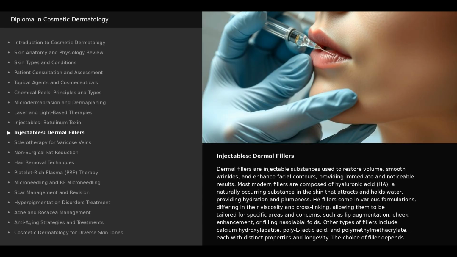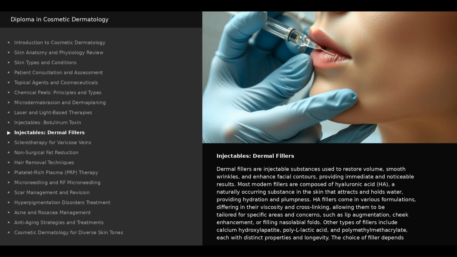Injectables. Dermal fillers. Dermal fillers are injectable substances used to restore volume, smooth wrinkles, and enhance facial contours, providing immediate and noticeable results. Most modern fillers are composed of hyaluronic acid, HA, a naturally occurring substance in the skin that attracts and holds water, providing hydration and plumpness.